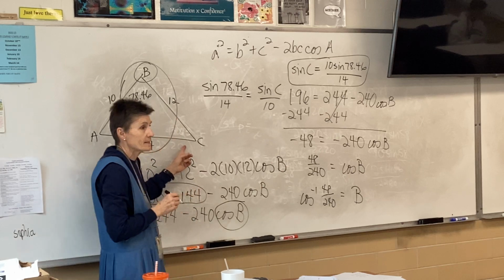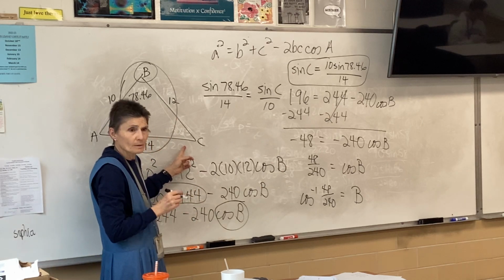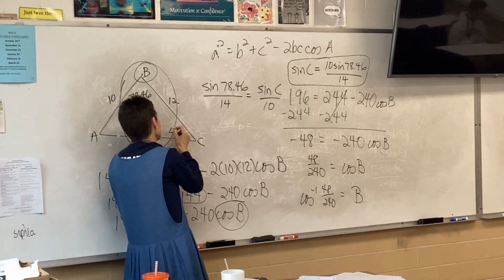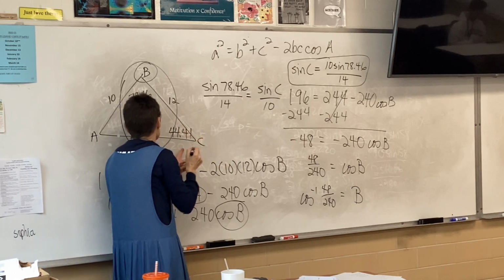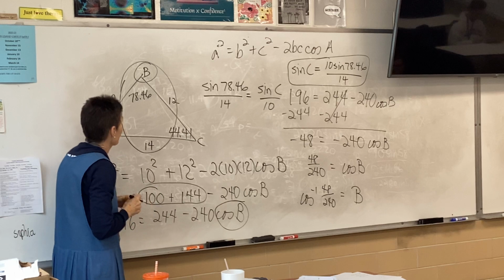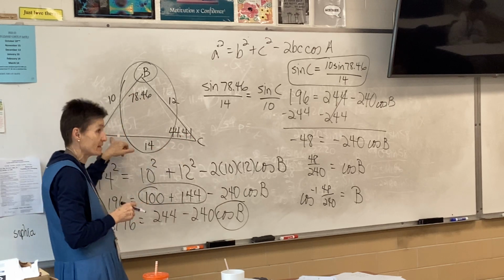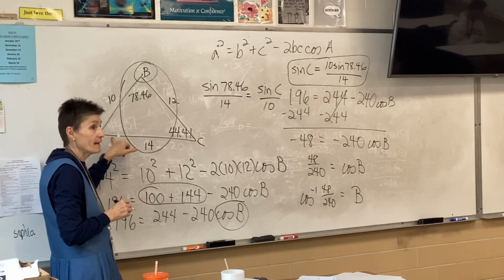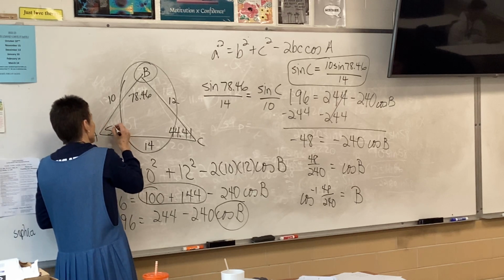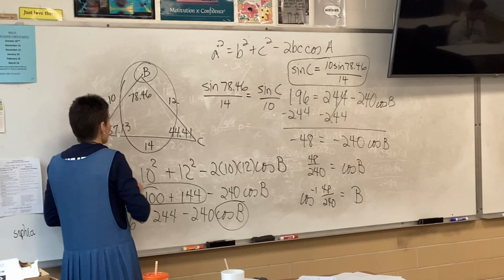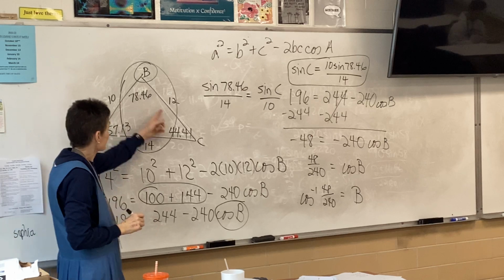Anybody find angle C yet? Yes. 44.41. Now, some of you may have found angle A. Once we figured out B and C, then we can find A. And A is 57.13. Yeah, we have to do 3 sides and 3 angles down.